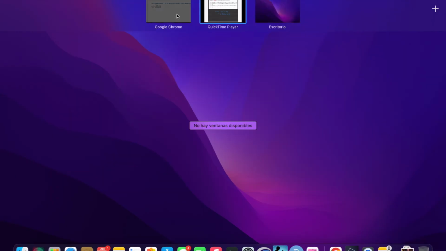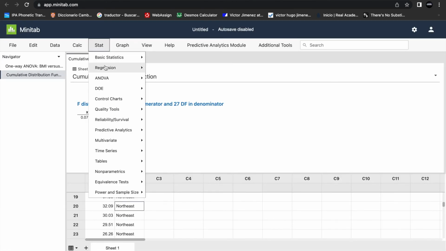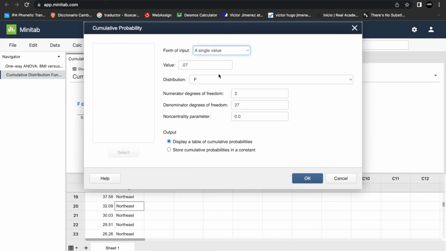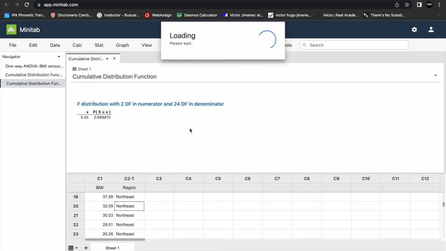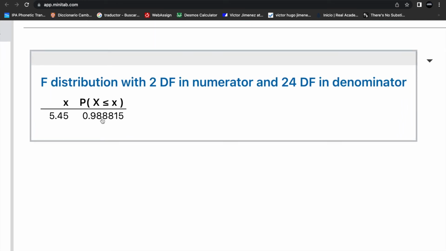Go to Minitab, be careful, be sure that you change the degrees of freedom. Calc, probability distributions, cumulative. Now the F value is 5.45. F, the degrees of freedom, now we have 2 and 24. And then, okay, notice the probability is 0.98838.